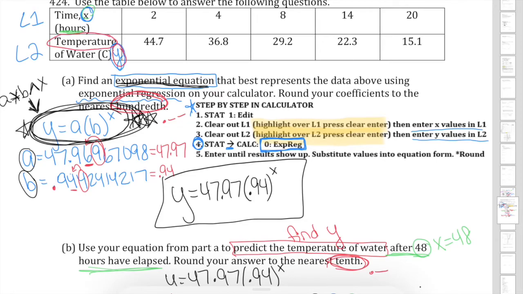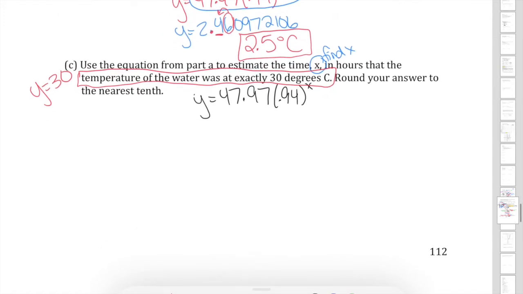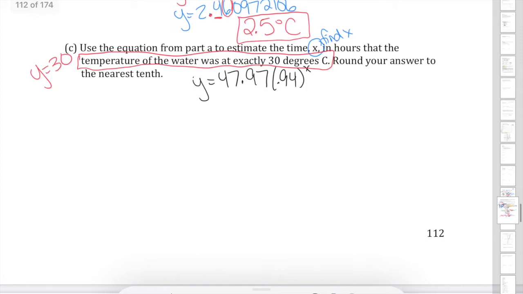So this right here, the temperature of the water is at 30 degrees. Remember what variable temperature is. If you don't, go back up. Here's temperature right here. Temperature is Y. So even though it doesn't come out directly to tell you, when it says the temperature is 30, it's telling you Y is 30. Just like in the last problem when it said 48 hours, it wasn't telling you X is 48, but it told you hours is 48, so X is 48. So for this one, Y is 30, and I have to find X.